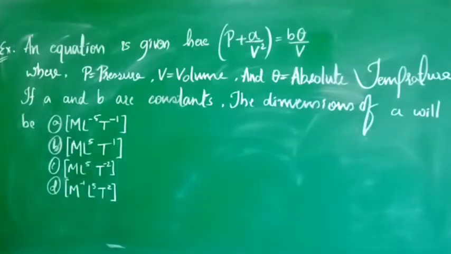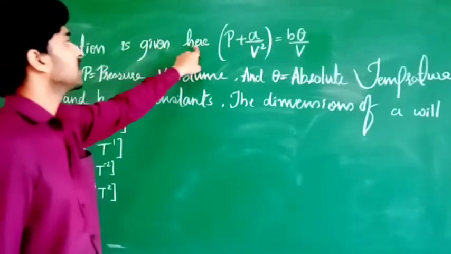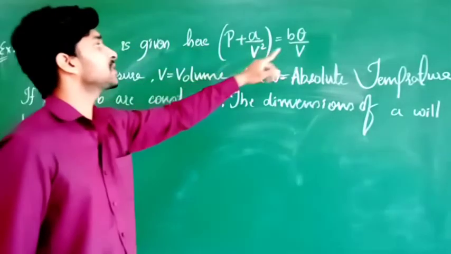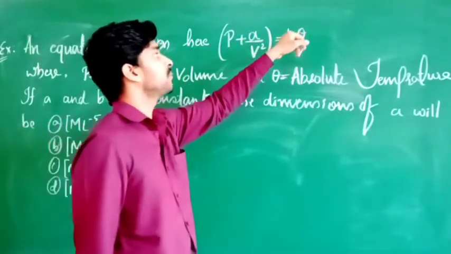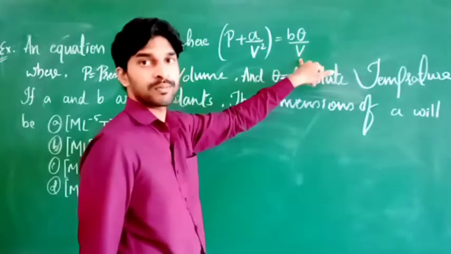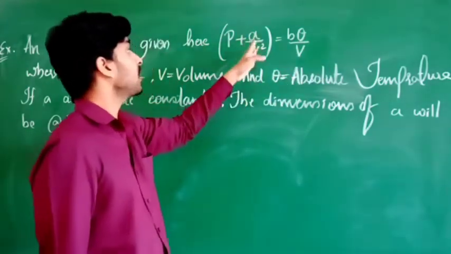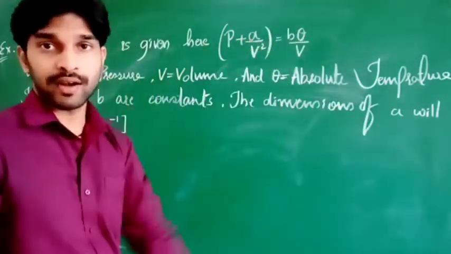Now come to this question. What have they given in the question? An equation is given here. One equation they have given: P plus A by V square is equal to B into theta divided by V.